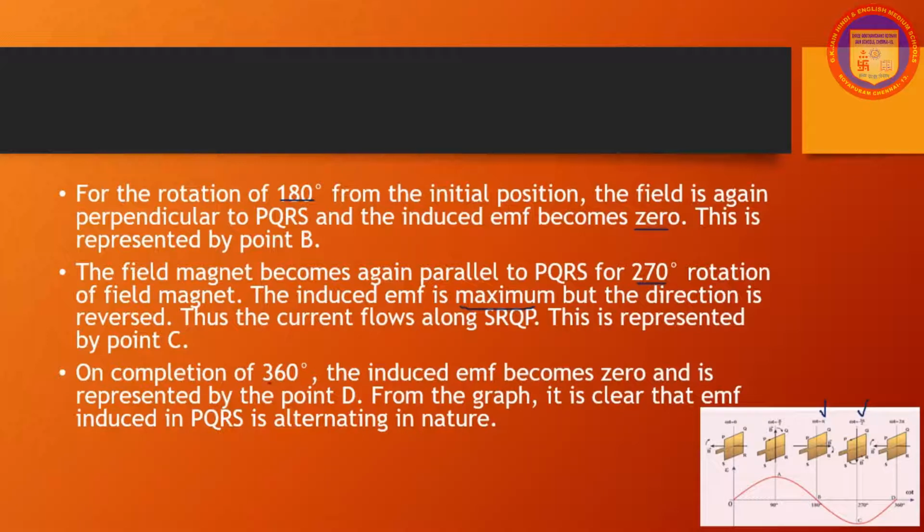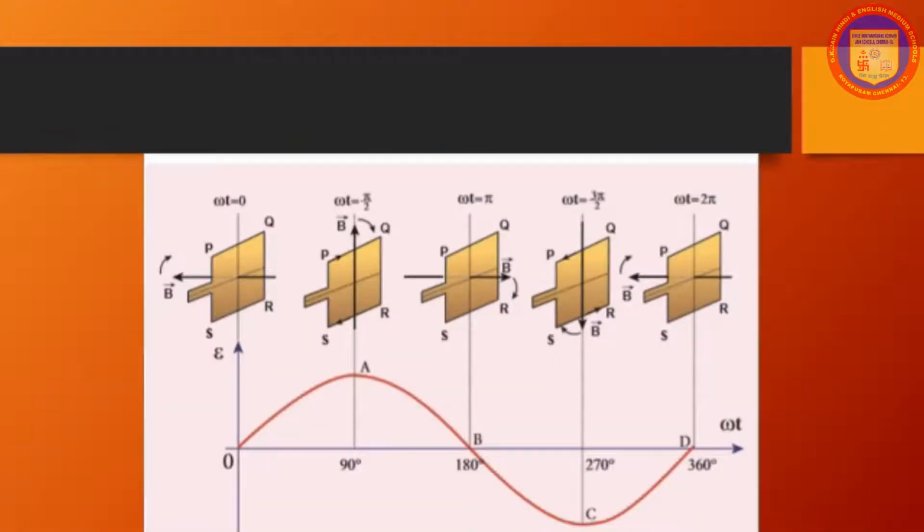On completion of 360 degrees, the induced EMF becomes 0 and it is represented by the point D. From the graph, it is clear that the EMF induced in PQRS is alternating in nature. Therefore, when the field magnet completes one rotation, the induced EMF in PQRS finishes one cycle. The graph for a single-phase AC generator is shown.